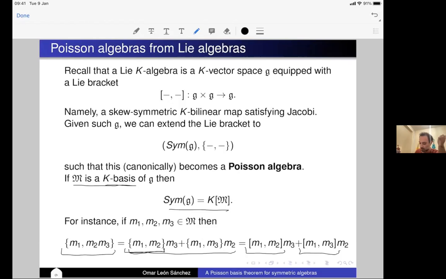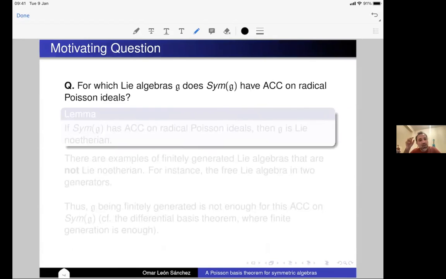Okay, so let's move on. So now what is the motivating question here? It's a general open-ended question: for which Lie algebras does this Poisson algebra, this symmetric algebra, have the ascending chain condition on radical Poisson ideals? That's the question. When do we get some form of Poisson Noetherianity? For which Lie algebras do we get some form of Poisson Noetherianity? And I'm just going to underline here the radical.